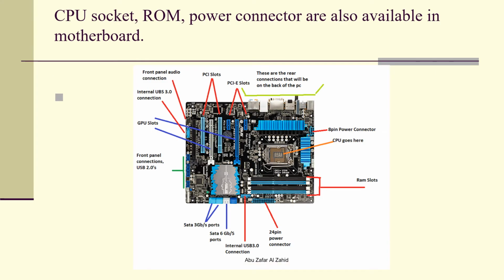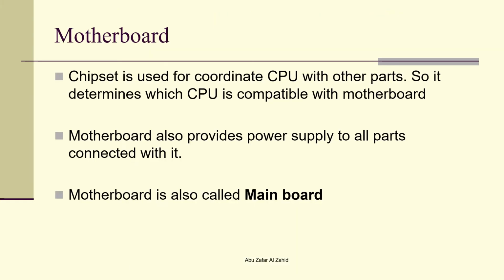CPU socket, ROM, and power connector are also available in the motherboard. The motherboard has a chipset which is used to coordinate the CPU with other parts, so it determines which CPU is compatible with the motherboard. The motherboard also provides power supply to all parts connected with it. The motherboard is also called mainboard, circuit board, etc.